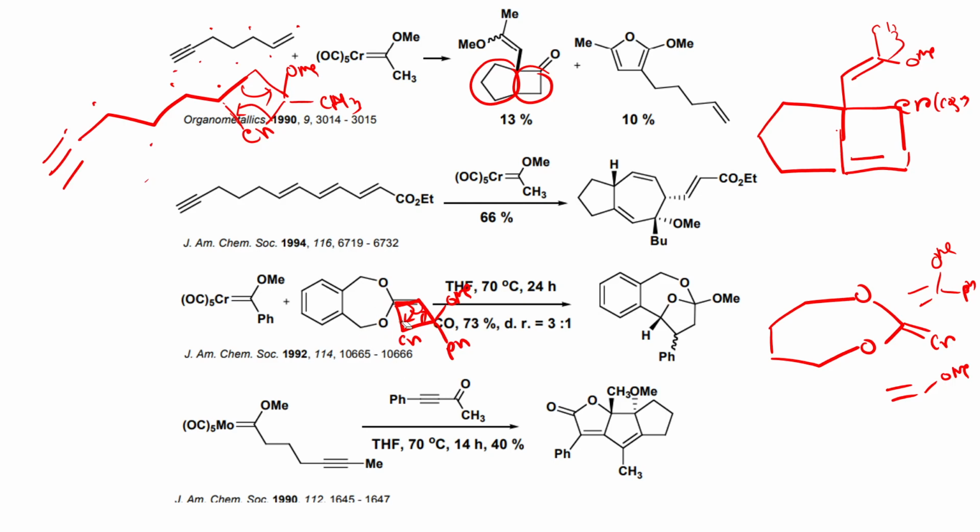So you see here, this position and this position are reacting with this. So that's why you have this five member type molecule.